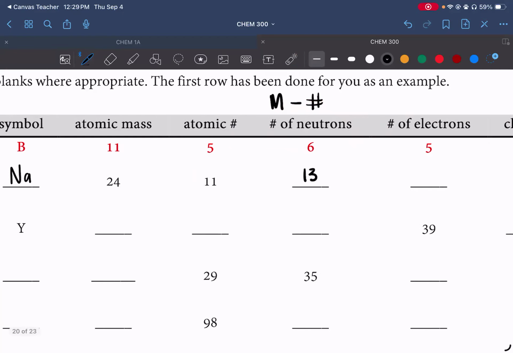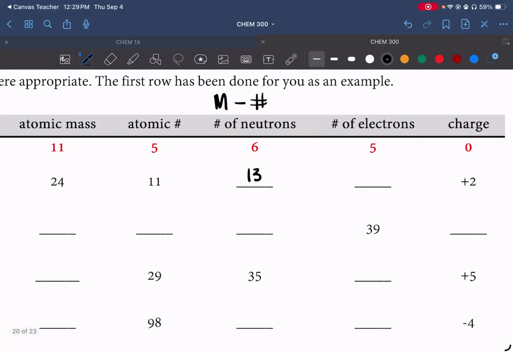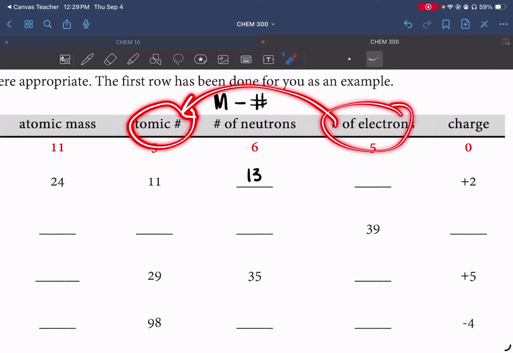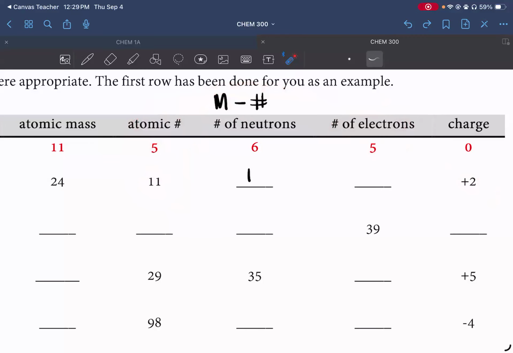All right, let's look at the number of electrons. In theory, the number of electrons is equal to the atomic number if it's neutral. Is this atom neutral? No. I've defined it for you as +2. So if it's 11 electrons normally, and its charge is +2, that means it has 9 electrons right now.